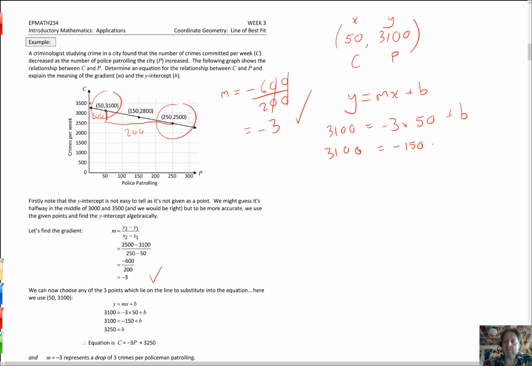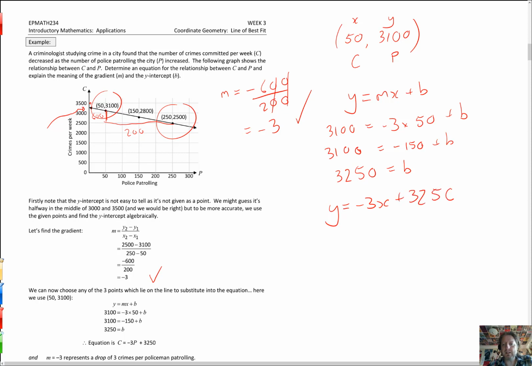And then, how do I get rid of a minus 150? I add 150 to both sides, which gives me 3,250 equals b. So yes, it was exactly halfway in the middle. I couldn't assume it, but it was anyway. Okay, so my equation in terms of y equals mx plus b would be y equals, replace the m with a minus 3, plus b is actually plus 3,250.